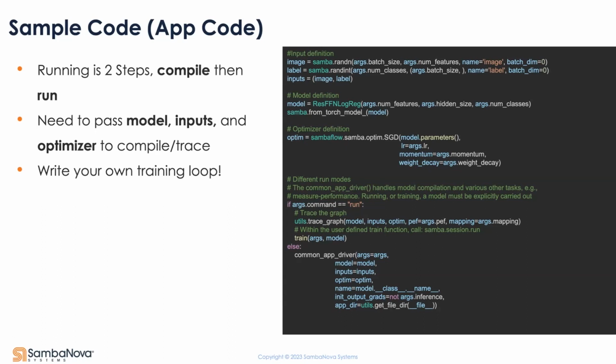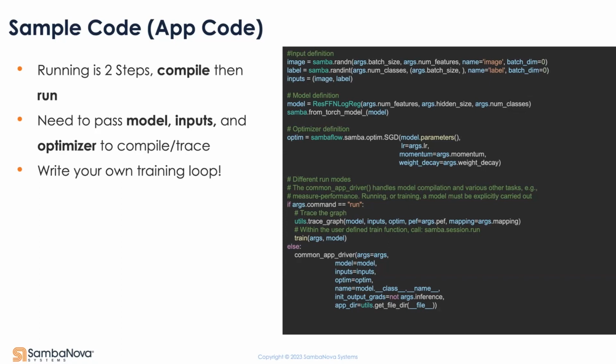You define your optimizer, and out of the box, SambaFlow supports SGD and AdamW, but you can provide your own. You can define your own, that's fine. And then a simple if-then statement. So if you pass in the run command at the command line, as I said, you trace the graph first. Then you'll call your train function, which will be what you have from PyTorch, most likely.